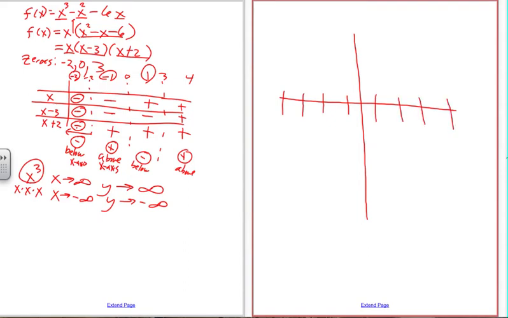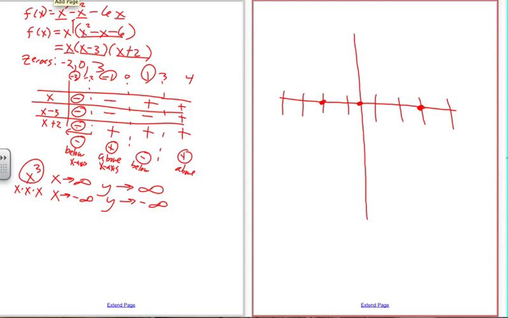Here's my graph. I know I have a 0 at negative 2, so that's one point on the graph. I also have 1 at 0, that's another point on the graph. And I have 1 at 3, which is another point on the graph.